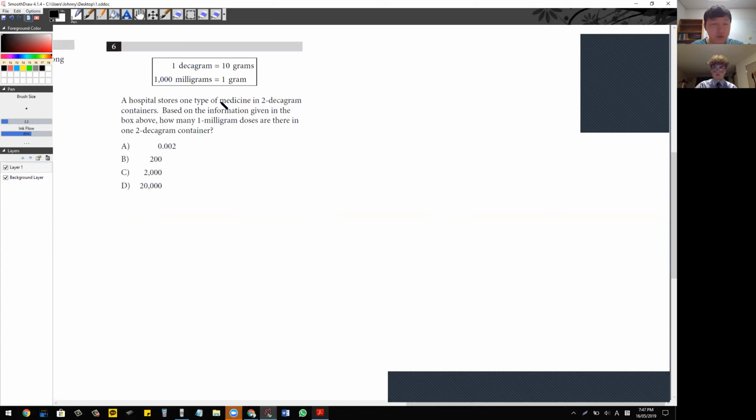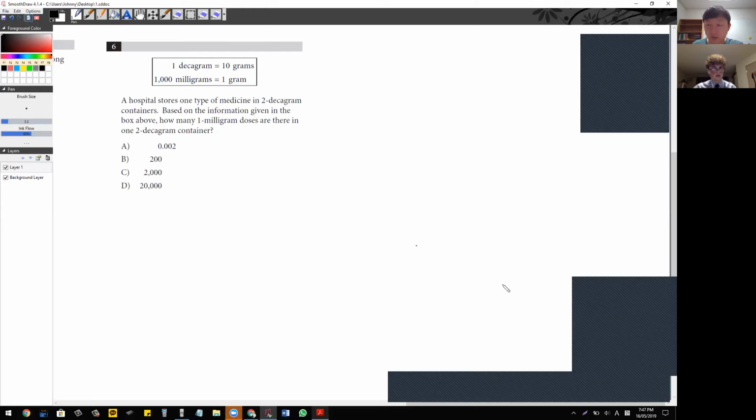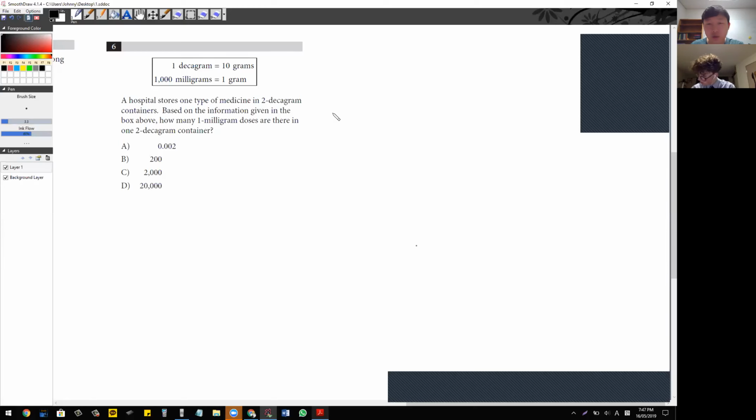Okay. So it's a pretty confusing one, right? A little. So I'll give you some time for it. One way of thinking about it is you convert the 2 decagram into milligrams. And then you divide that by 1 milligram, because each dose is 1 milligram, right? So you figure out how many milligrams there are in a 2 decagram container.